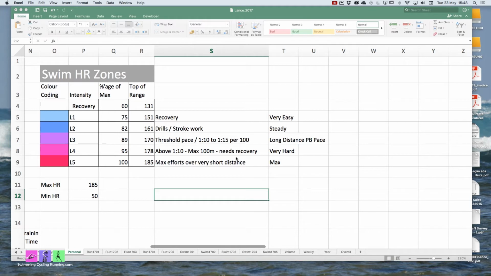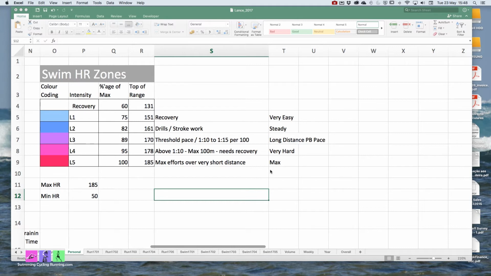And then we come to max efforts, which are over incredibly short distances. You can be doing 10, 12 and a half, 15 meters at your absolute max, because one thing's for certain, you won't be able to keep up your absolute max for more than about 10 seconds. Okay, so that explains that.